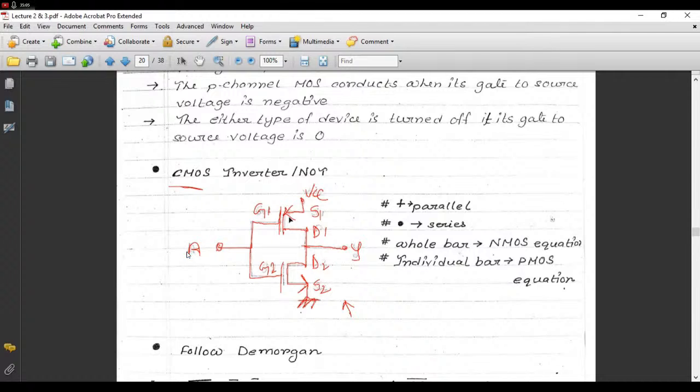So the one that is shown over here is a CMOS inverter or a NOT gate. Oh, here it was already given: plus, parallel, dot, series. So we will come to the rest later.